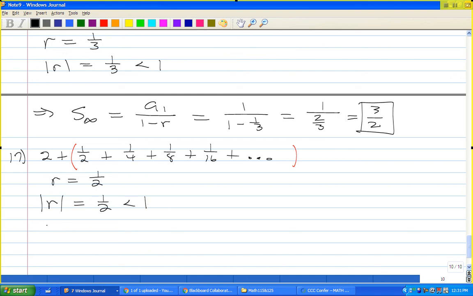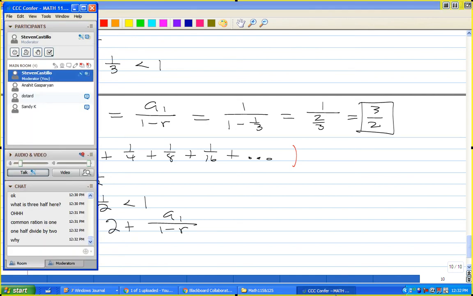So I have that the sum is equal to a1 over 1 minus r. But remember, that was for this in red. So I needed to add 2 to this, or I'm going to be in trouble.